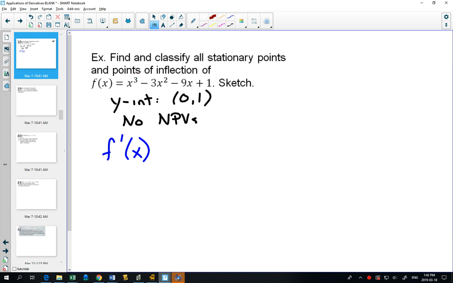no non-permissible values. Because for our critical points, we put where the first derivative is equal to 0, but we also put our non-permissible values. It's just good to note that there's no non-permissible values and get it into your habit of, okay, I'm going to see if I can find any intercepts and see if I can find any non-permissible values.